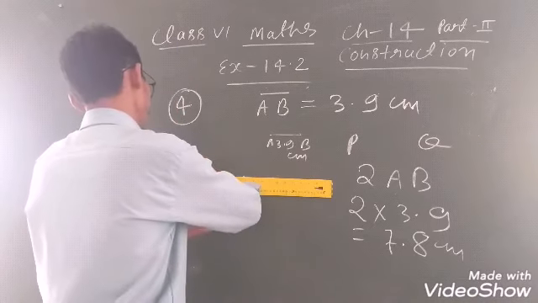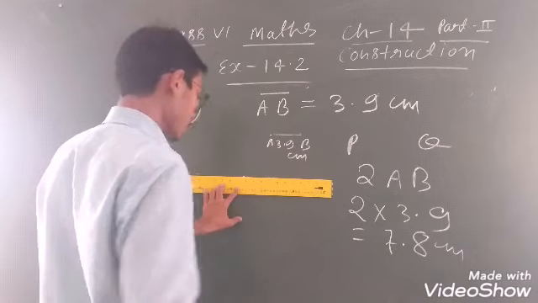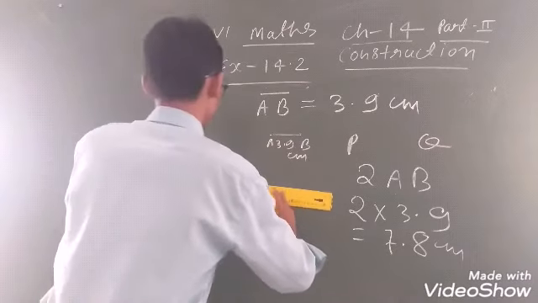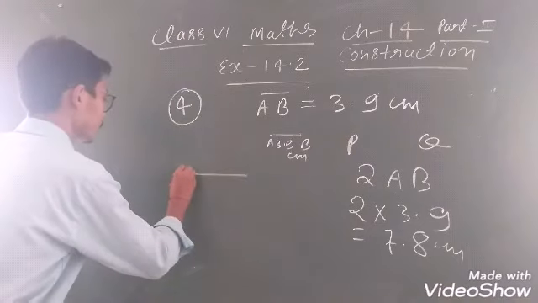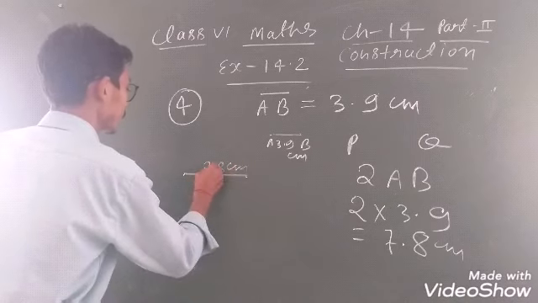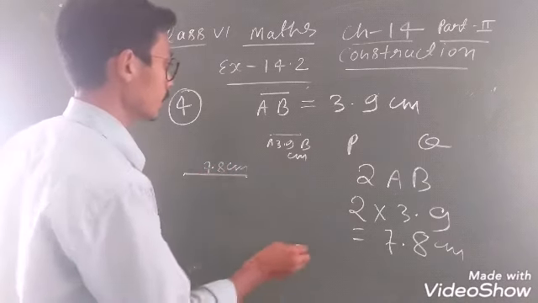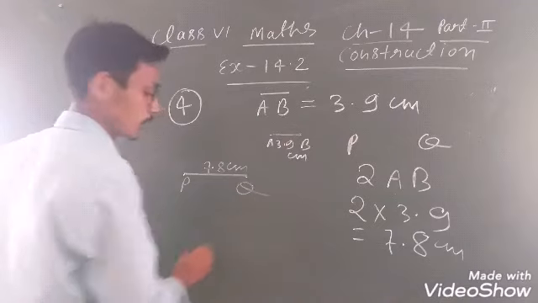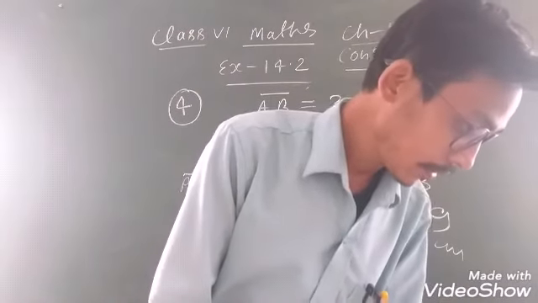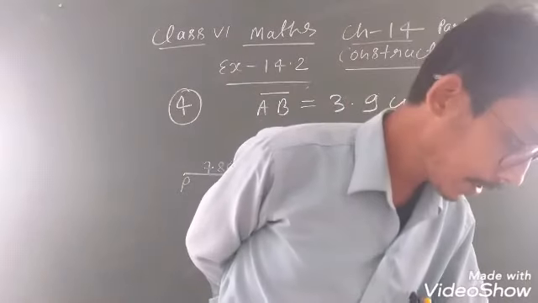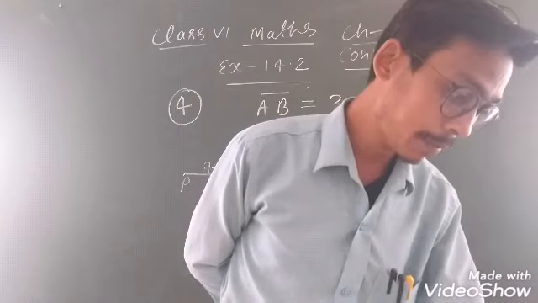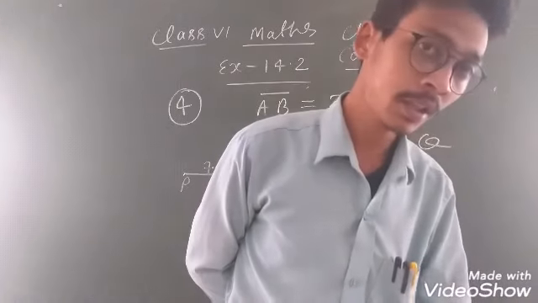So this is our 7.8 centimeter. Clear student? What is the name of this? This is PQ. Okay? So look, it is given, the line is given P, X and Q. Now you will measure PQ and write down what PQ is coming.